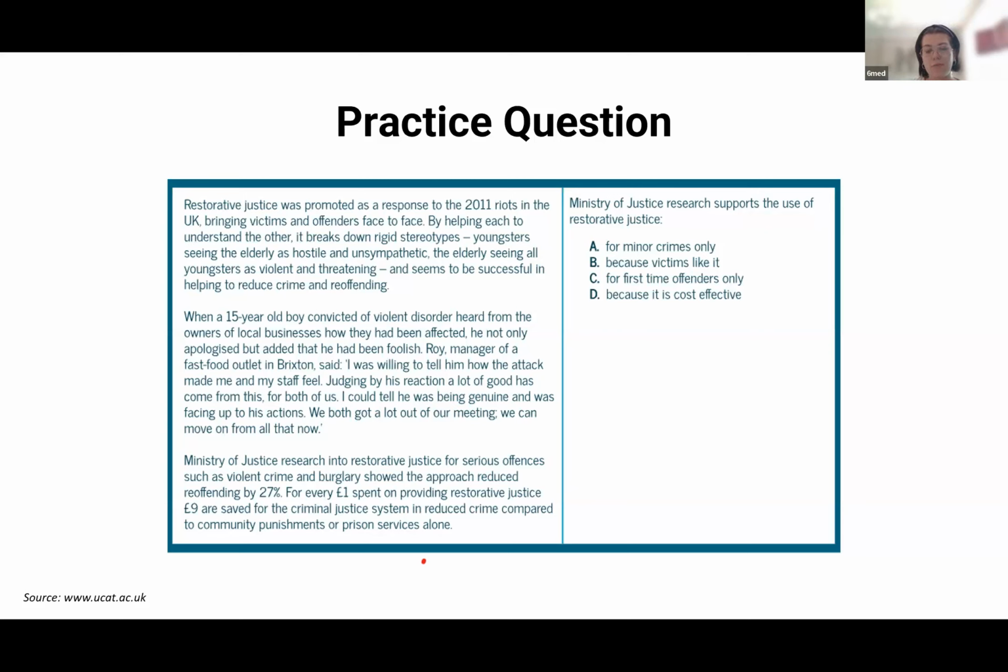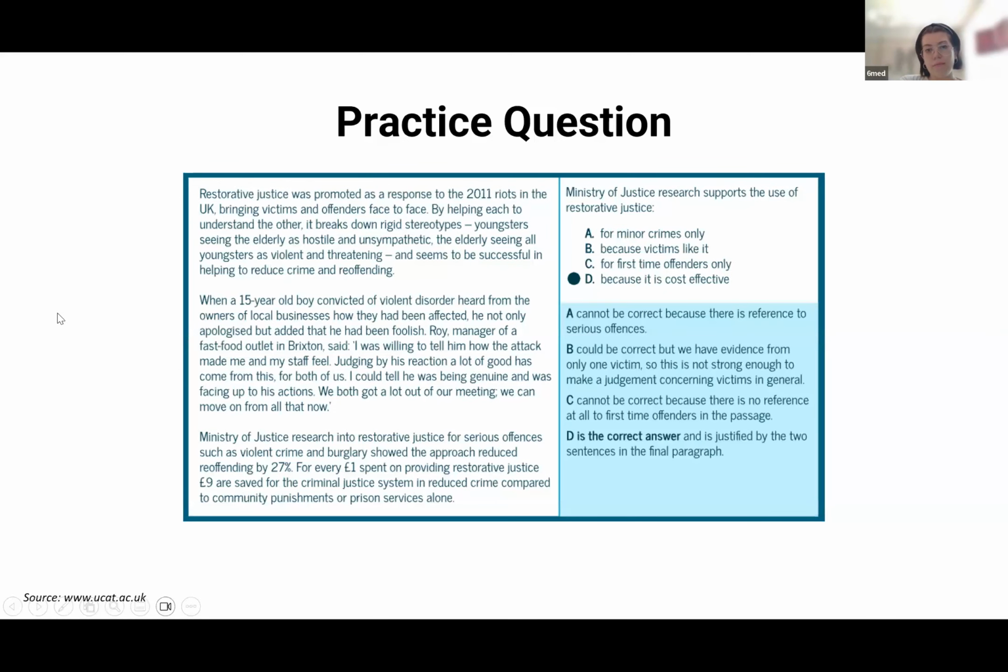Just so you're aware, these practice questions that I've got came from UCAT question banks on their website. So these are pretty accurate to the kind of thing you will get in your real exam. Okay, I'll show you the answer now. I'll give you a moment just to read through their reasoning. The UCAT question banks are pretty good because they do explain the answers for each of the questions. So, it hopefully should make sense.